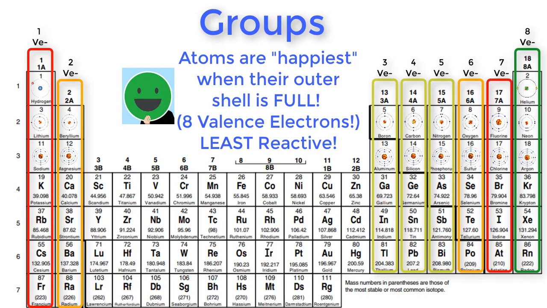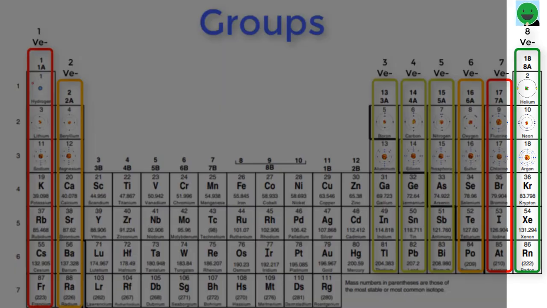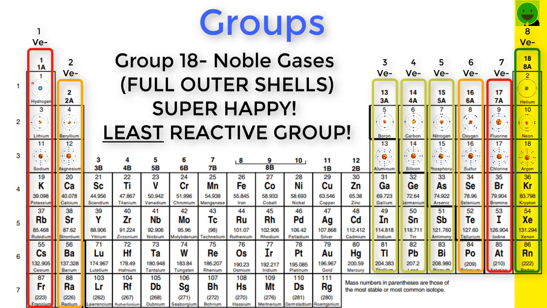Do you remember what group on the periodic table has 8 valence electrons in their outer shell? Group 18. These elements are known as the noble gases, and they are the least reactive group on the entire table. They are perfectly happy with their full outer shell and don't need to react with anyone.